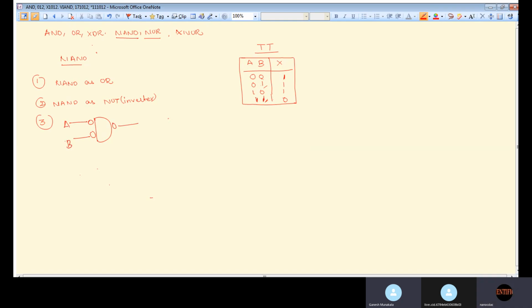Here A is A, and here we get A bar, B bar, whole bar. So this bubbled NAND gate is acting as an OR gate. That's it. We have already seen the bubbled NAND. And bubbled OR gate will act like a NAND gate. Inverse. These two are enough for NAND.